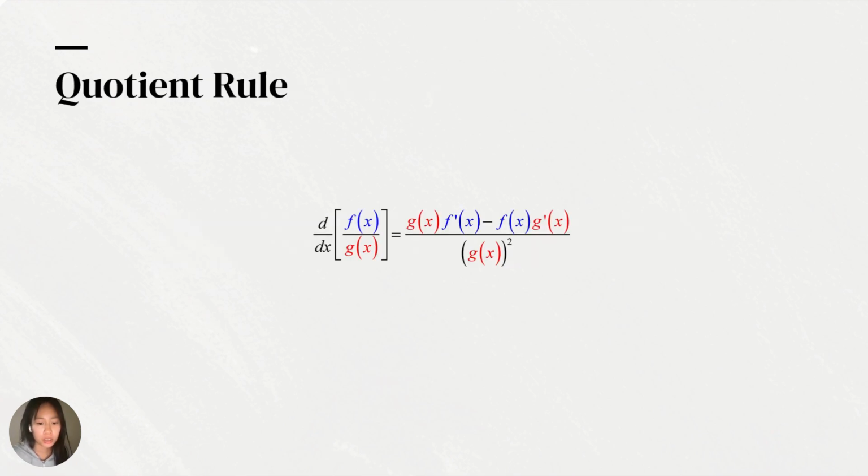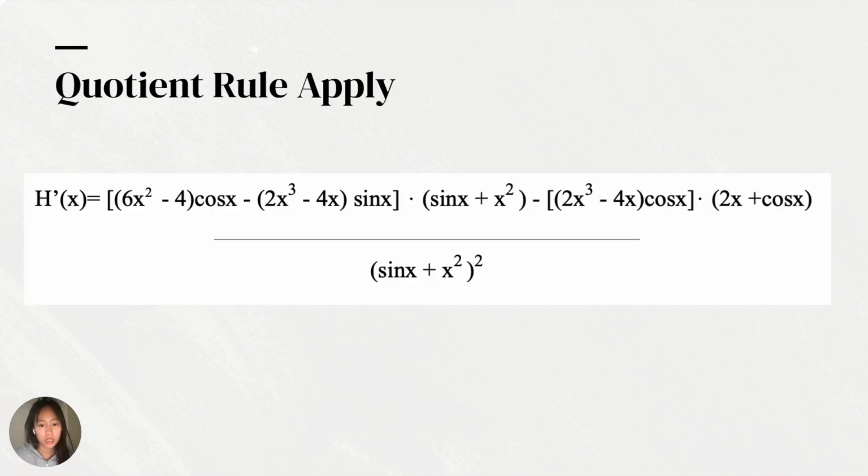Quotient rule. As a reminder, this is what it looks like: g(x) times f'(x) minus f(x) times g'(x), all over g(x) squared. So it's just simple plugging into the formula of what we have. And this is what we should get.